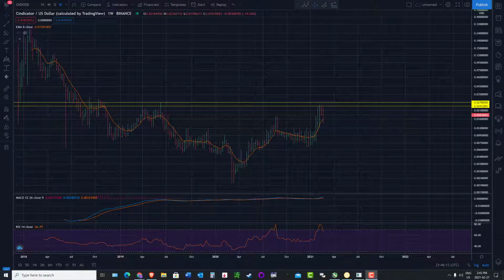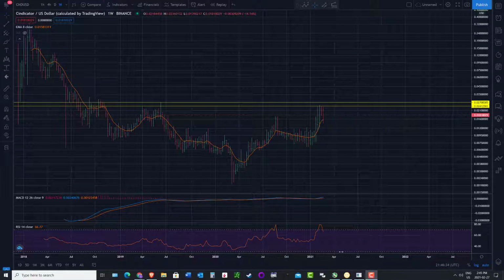I see a nice setup forming here on an altcoin, so I'd like to just make a mention of it. And this is a chart of CND USD. I think it actually only trades, at least on Binance, where I look at it, against BTC, but you can chart it against USD. So that's what I've done here.